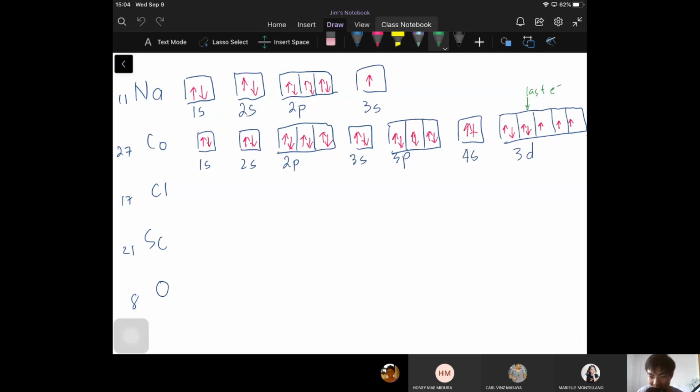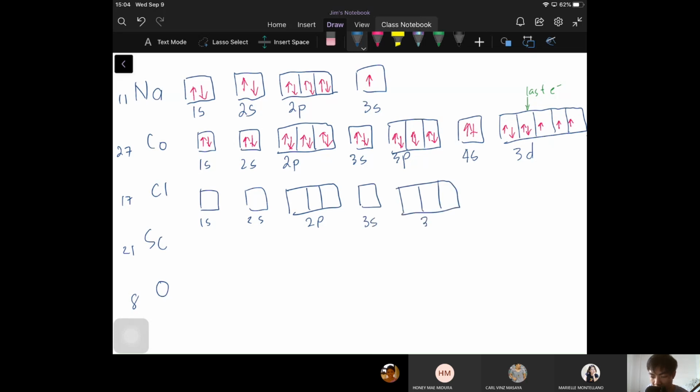Ayun. Sige. So it seems okay na kayo, no? So let's answer the 3 remaining items. Let's begin with chlorine. Chlorine has 17 electrons to be distributed in all its orbitals. So I will begin with 1s orbital na. I-draw ko na lahat. Okay, so 1s, ilang electron? Dalawa. 1, 2, 3, 4, 5, 6, 7, 8, 9, 10, 11, 12, 13, 14, 15.